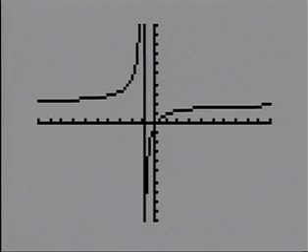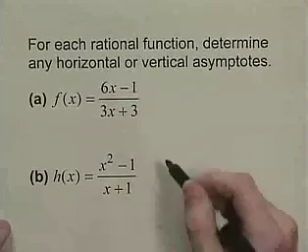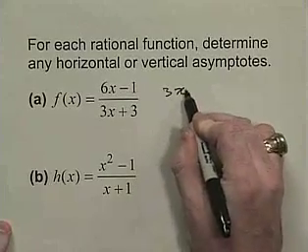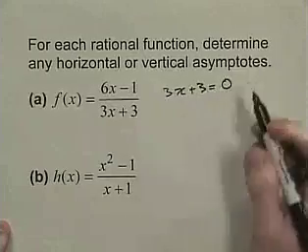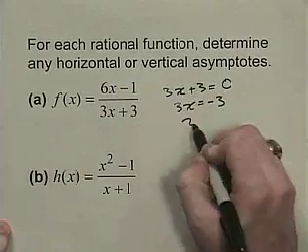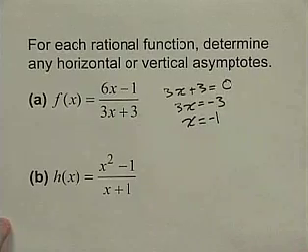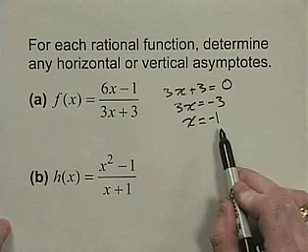So what are they going to be for this first one? The vertical asymptote happens where 3x plus 3 is equal to 0. So 3x plus 3 equals 0. 3x is equal to negative 3, or x is equal to negative 1. So we should have a vertical asymptote where x is equal to negative 1.